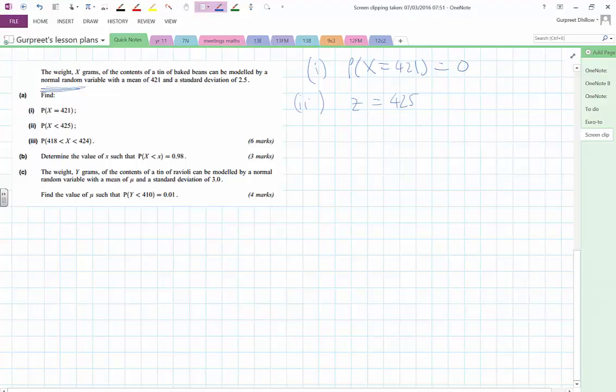So do 425. Remember, label your question. So that's your sigma. So 425 minus 421 all over 2.5. You get an answer there. I'll just quickly work it out.